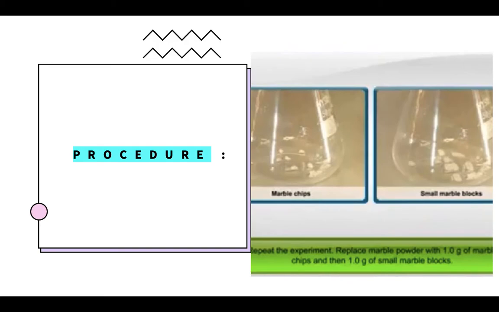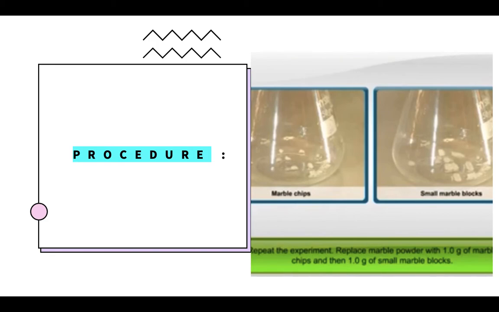Repeat the experiment. Replace marble powder with 1.0 gram of marble chips and then 1.0 gram of small marble blocks. Okay, so that's the last step. The ending procedure is to repeat the experiment.